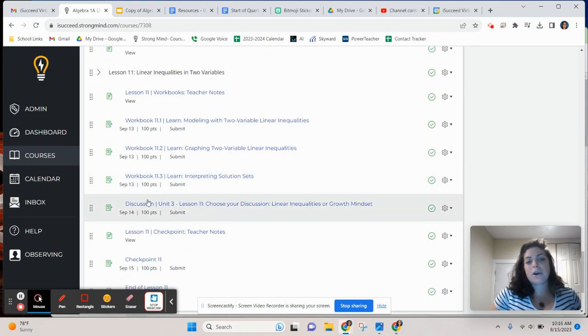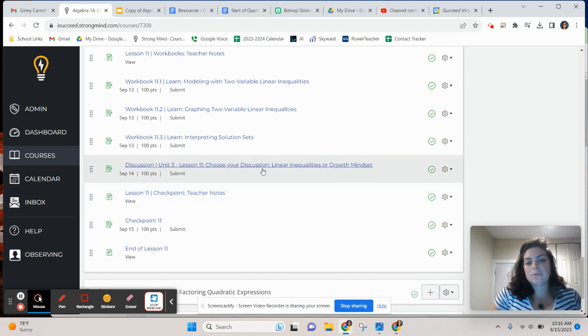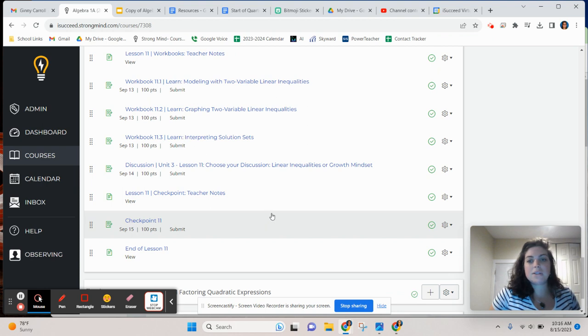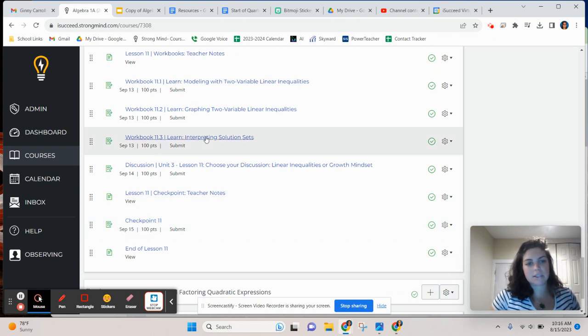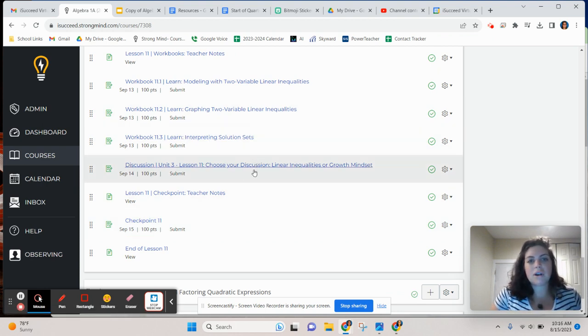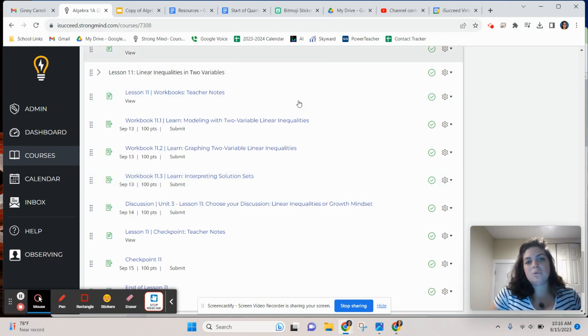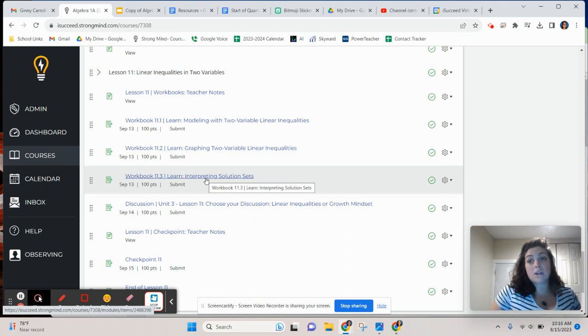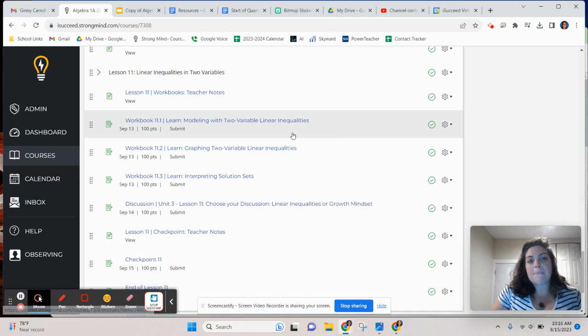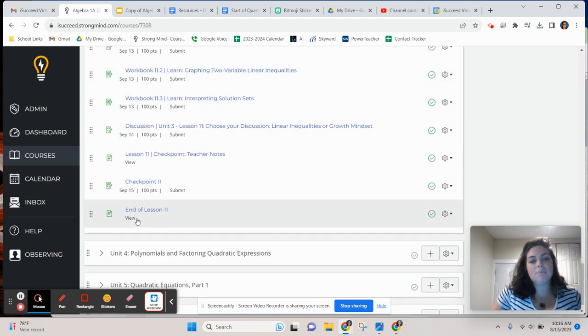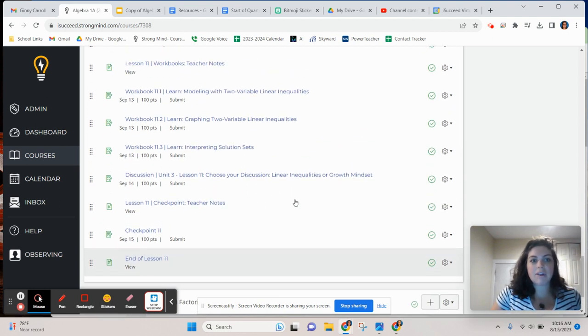For Lesson 11, we throw in a discussion there. Again, they're kind of just checking in, having you guys talk amongst your peers, things like that. So don't get too hung up on that discussion. But this is more like modeling what the graphs look like and then interpreting solutions. So what is actually a solution? What does that look like on your graphs? Things like that. And then that's the end of that unit.